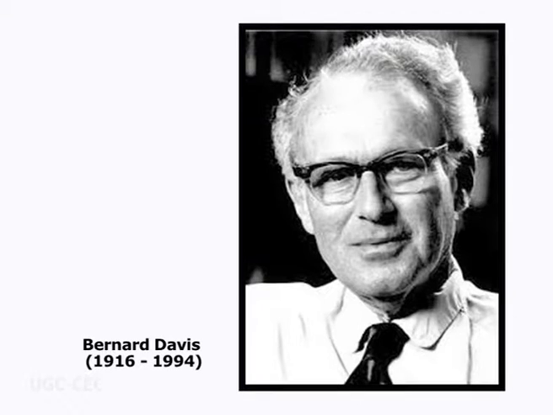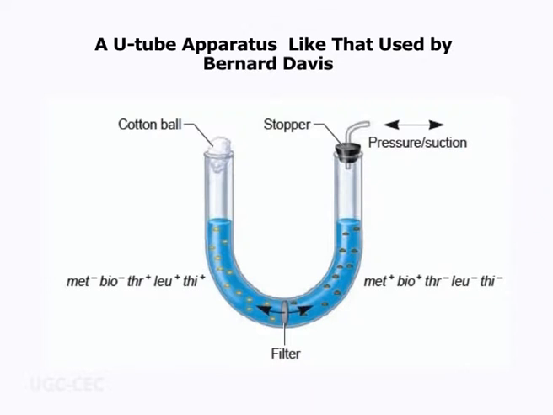Finally, there came the U-tube experiment, which was performed by Bernard Davis. What he did was take these two different auxotrophs in the two arms of a U-tube, and in between he placed a filter. The pore size of the filter was made so that it allowed the transfer of macromolecules or DNA, but the transfer or exchange of bacteria from one arm of the tube to the other arm was restricted. And he applied pressure so that the exchange of media could take place.